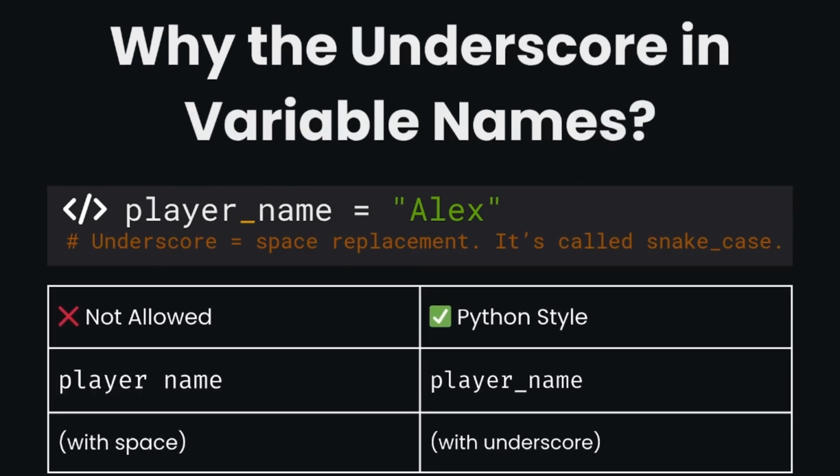Now, looking at this, you might be wondering, why the underscore in variable names? Python doesn't let you put space in variable names. So instead of writing player name, we write this. And that underscore is just a tiny space replacement. This style is called snake case and is a Python way. Some other languages use player name with a capital N. That's called camel case. But we will stick with underscores for now.